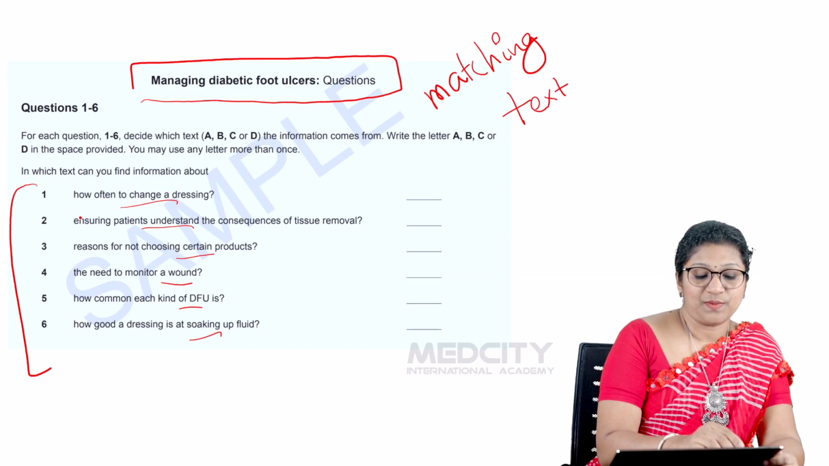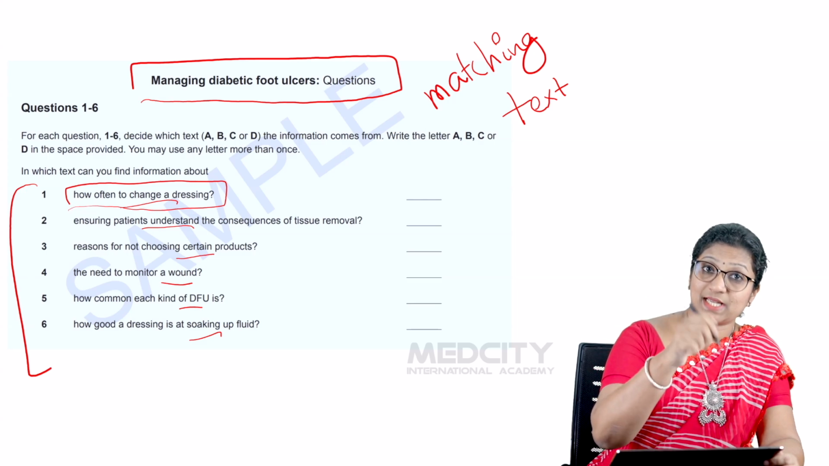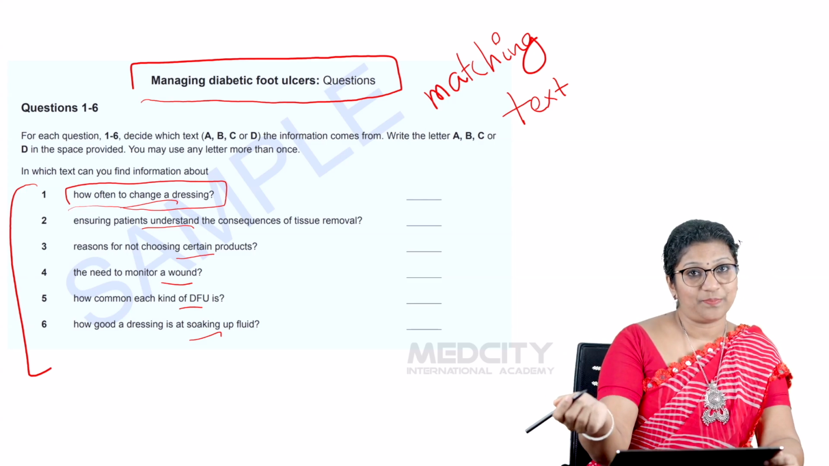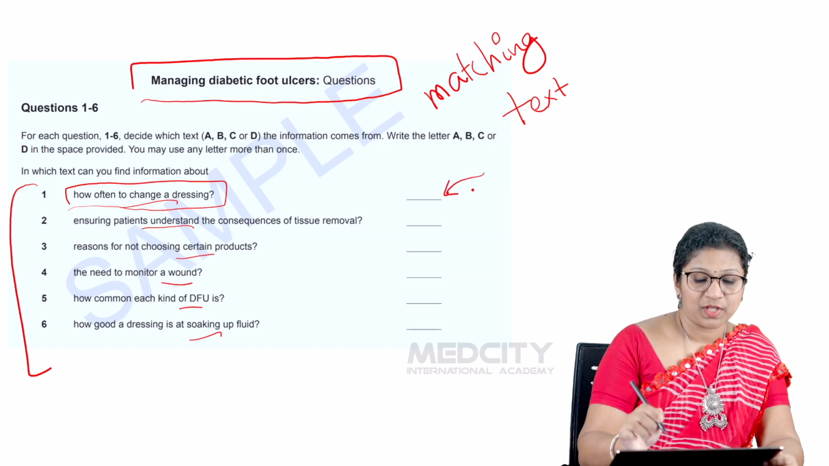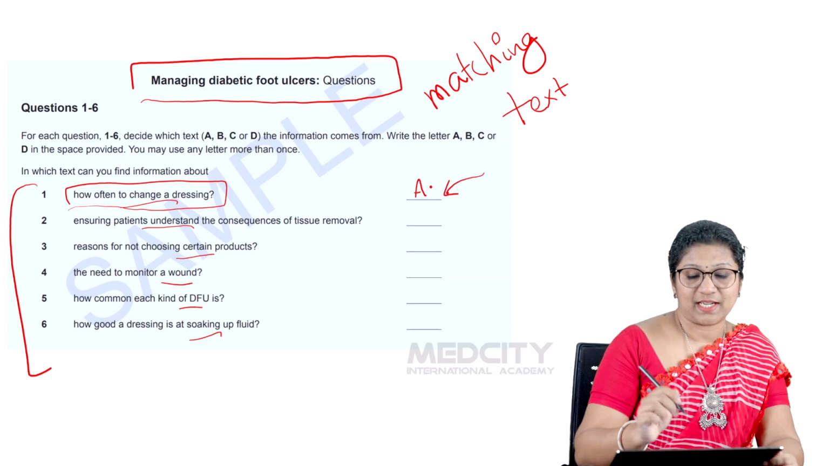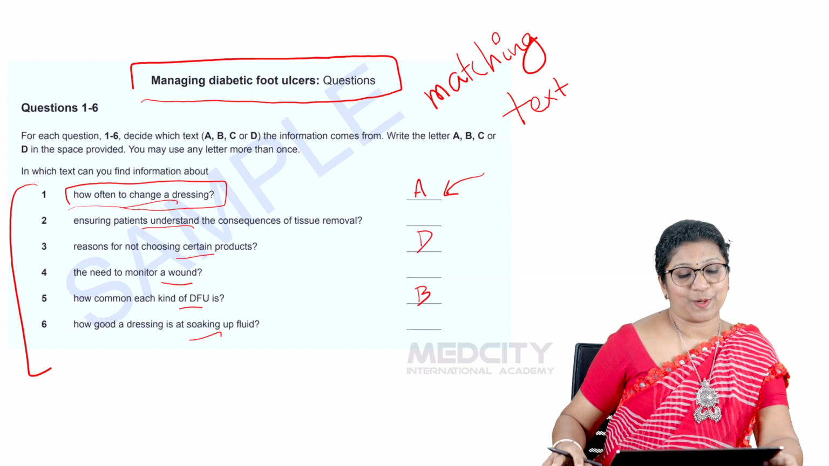For instance, the first one says how often to change a dressing. Is this information taken from text A, B, C or D? So we identify that, we match it and we fill in the answers here. So if it is text A, we just write it as A. If it is B, we write it as B. For D, you write it as D, and so on.